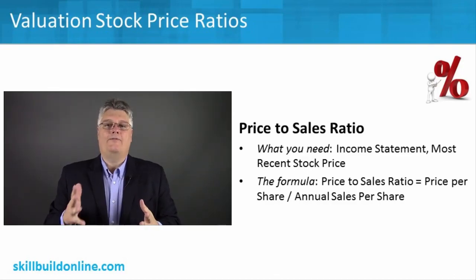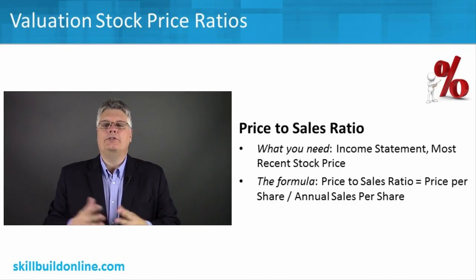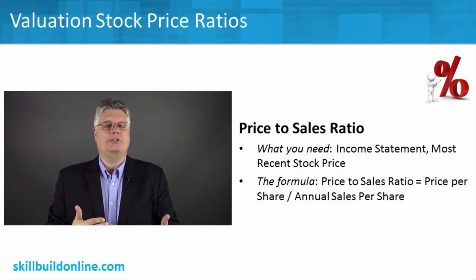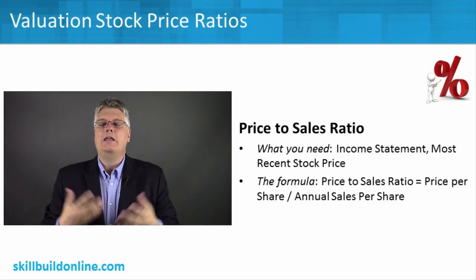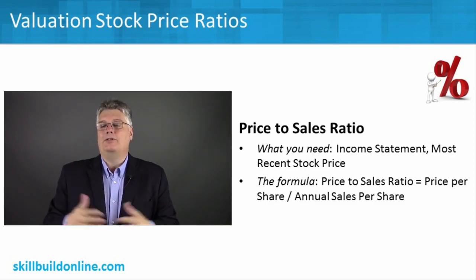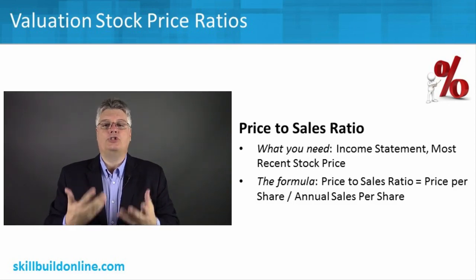Another way of looking at the valuation of stock prices and picking stocks is the price to sales ratio. It's not used as much as a PE ratio or a PEG ratio for value investors, but it's still very important. You get that off the income statement. You're looking at your sales and the recent stock price. The formula is the price per share divided by the annual sales per share. So you're looking at it on a per share basis.